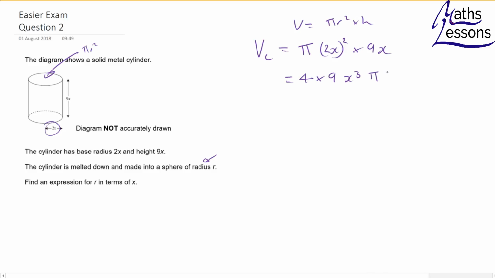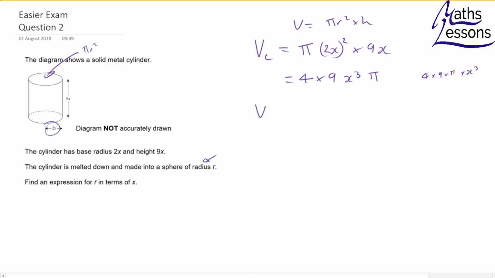Notice I've changed the order that I've written these things in. So I've put the number, the letters, the pi. Generally, most mathematicians may put the pi first. It doesn't really matter. So if I had 4 times 9 times pi times x cubed, that might be considered a little bit neater way to write it, but it doesn't really matter. That's the volume of the cylinder.